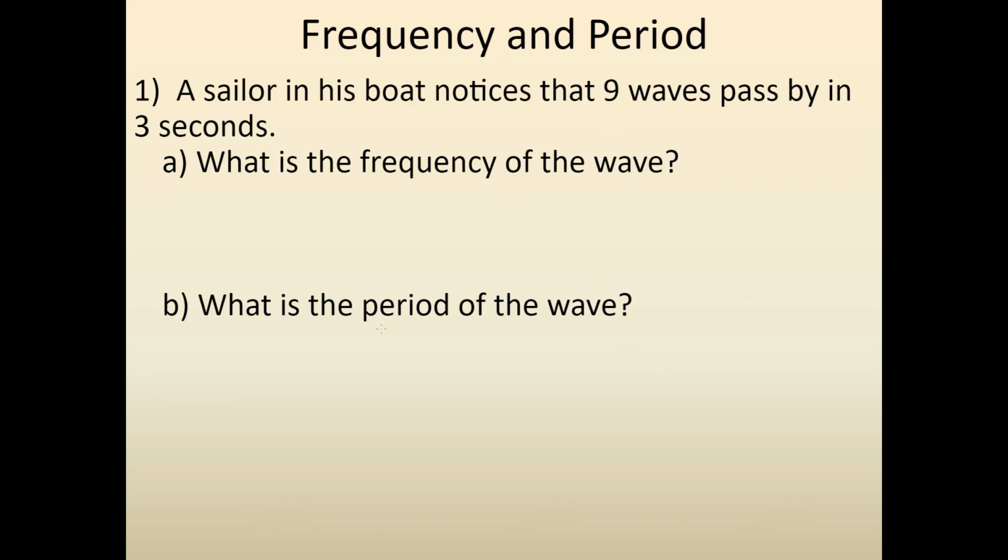The next question, to find the period, I can either do 3 seconds over 9 waves to get 0.33, or what I could have done was I could have said that period is 1 over the frequency, which is 1 over 3, or just realized this is not hertz, 0.33 seconds. All right.